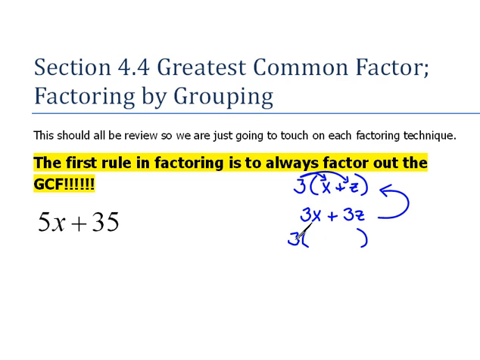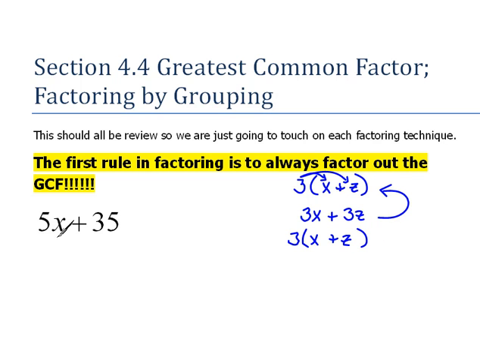What would we multiply by 3 to get 3x? That would be an x. And what would we multiply by 3 to get 3z? That would be a positive z. So this is exactly what I'm talking about when I say factor out the GCF. In a very real way, it is just reverse distribution.